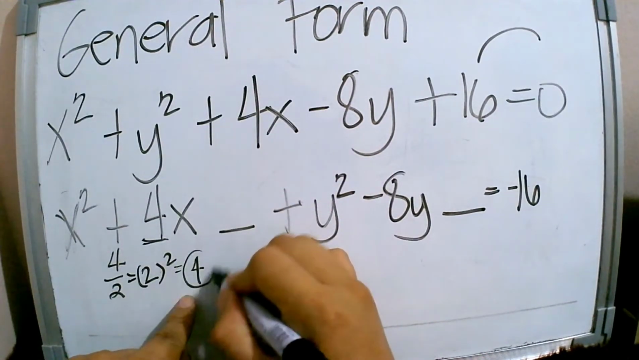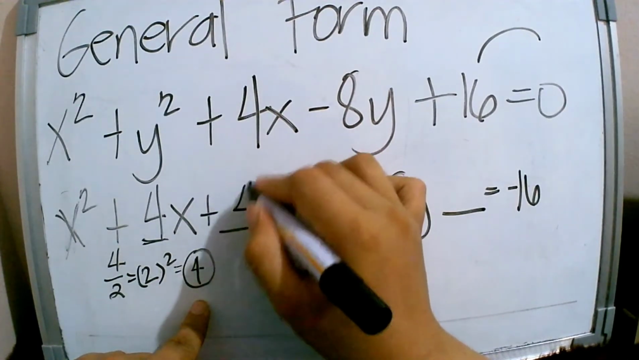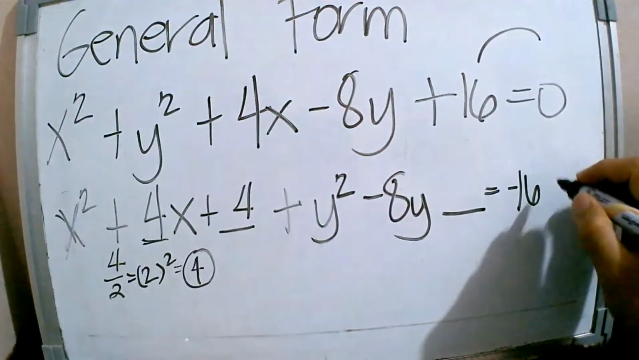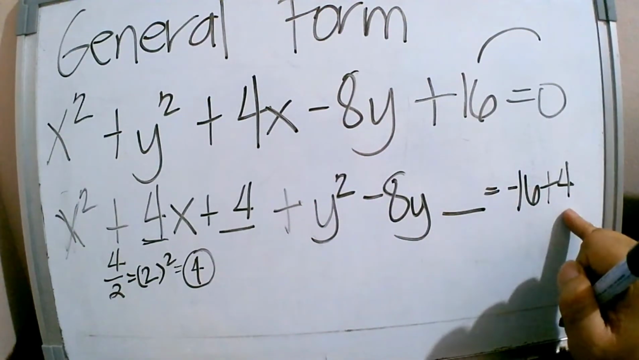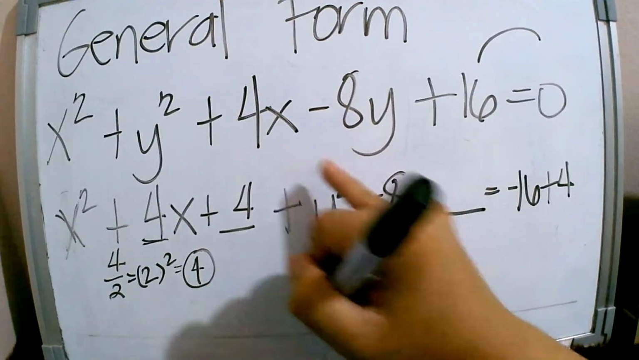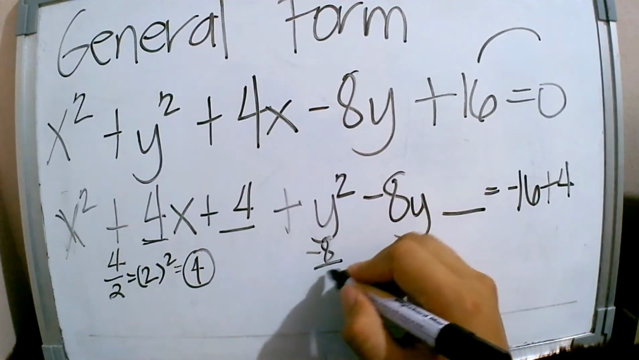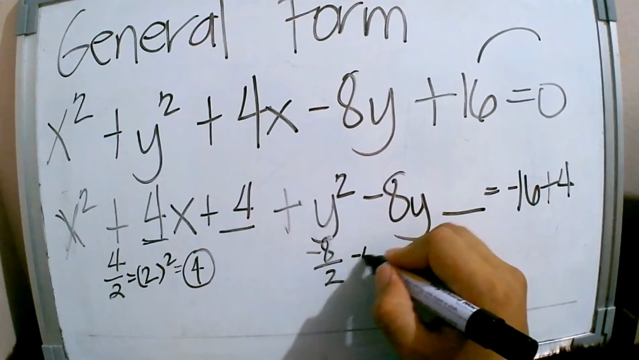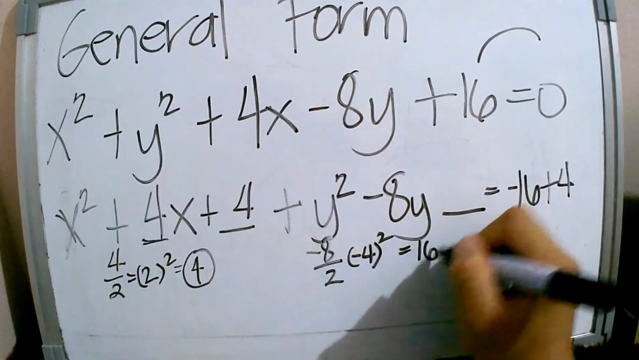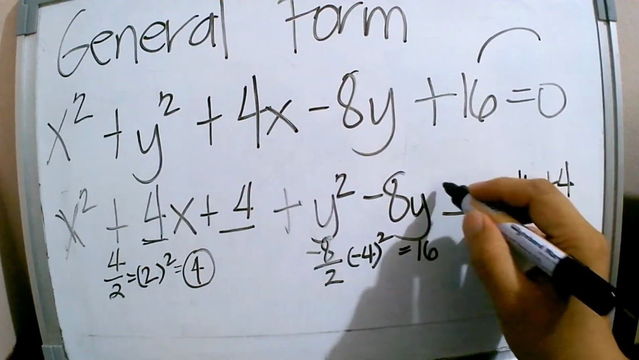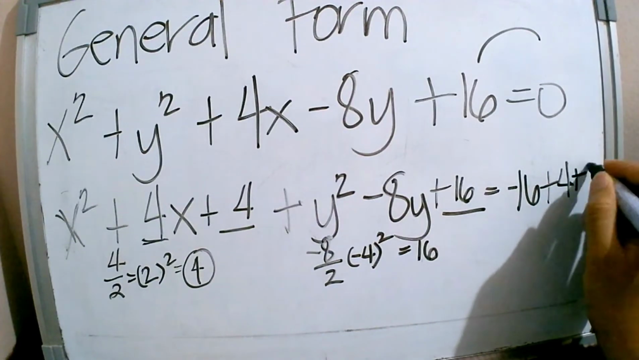So this number will be added to this side. Plus 4, and to the other side of the equation, we also have plus 4. And you do the same with the y terms. So we have negative 8 divided by 2. We have negative 4 squared. So we have 16. So we add 16 here and to the other side, so plus 16.